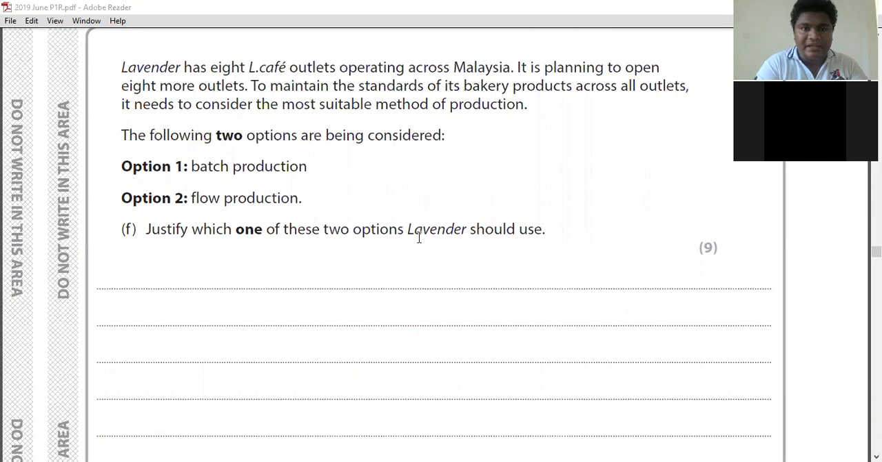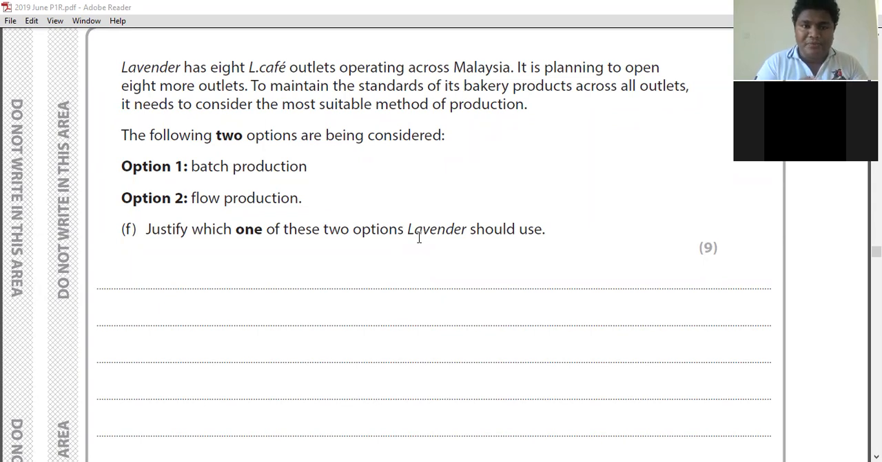Lavender has 8 El Cafe outlets operating across Malaysia, because they have 3 types of restaurant: El Cafe, El Bistro, El Table. Under those 3 types they have different versions, with outlets ranging everywhere. El Cafe is the main one, where they sell their cakes and bakery items. There are 8 outlets in Malaysia, and they are planning to open another 8 more. They want to expand, even double the size, while maintaining the standards of their bakery. It's a bakery, right? Don't forget, it's bakery items across all the outlets.